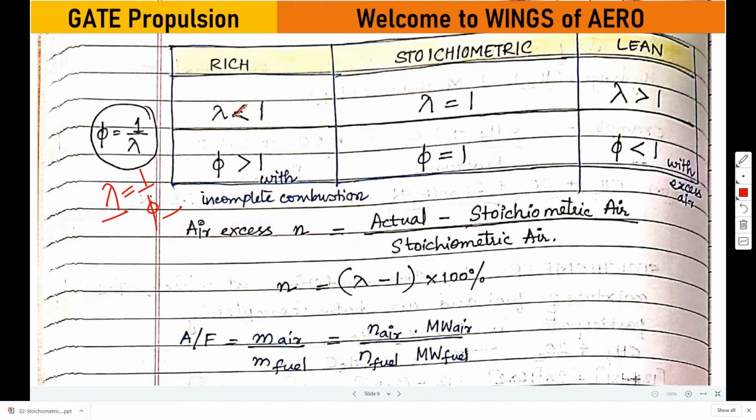Now let's see what happens if the stoichiometric ratio is less than 1. If the stoichiometric ratio is less than 1, we have a rich mixture. What is meant by a rich mixture? That means there is excess fuel.